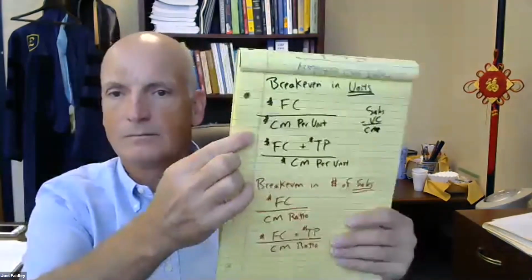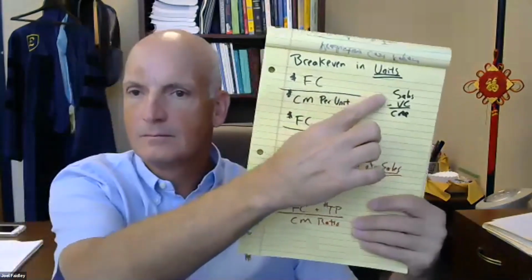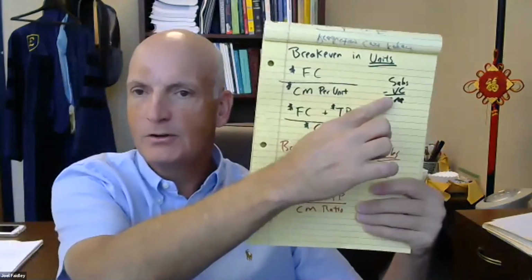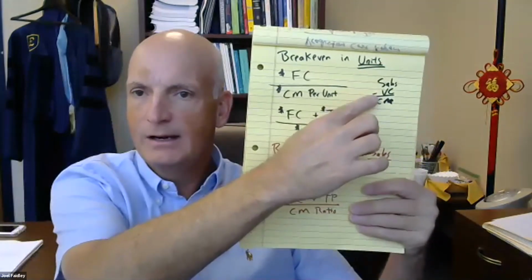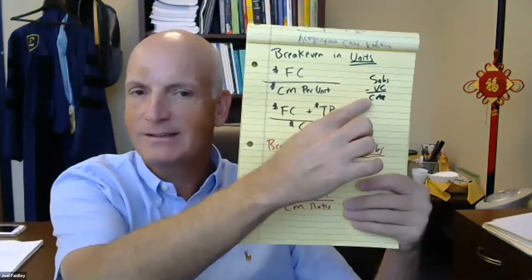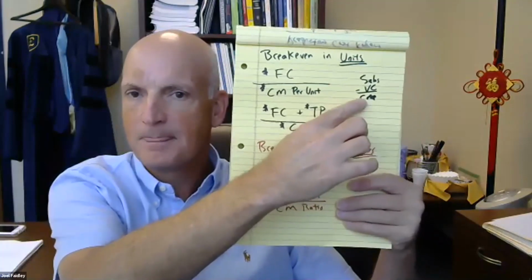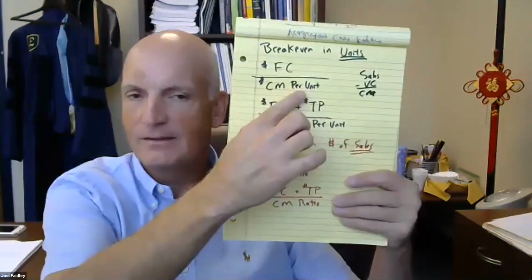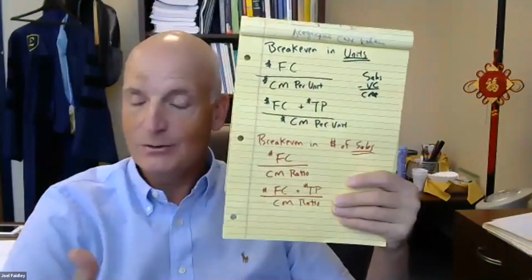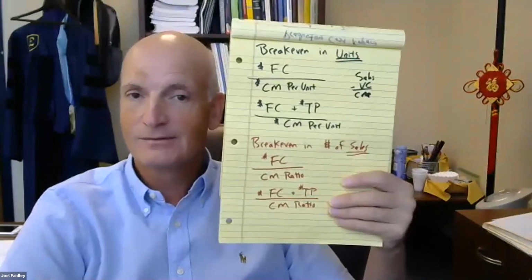Well, what's the contribution margin per unit? Well, it's your sales revenue minus your variable cost. Sales minus variable cost, and this is per unit. If I'm selling something for $10 and it costs me $4 variable cost, I got $6 contribution margin per unit. So whatever my fixed costs are divided by that $6 tells me how many units I have to sell to cover my fixed costs, right?